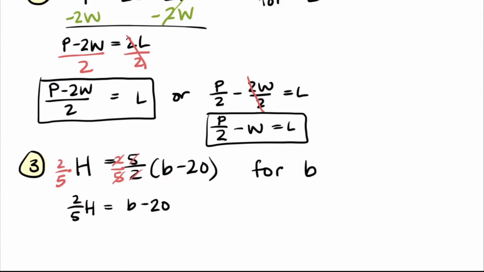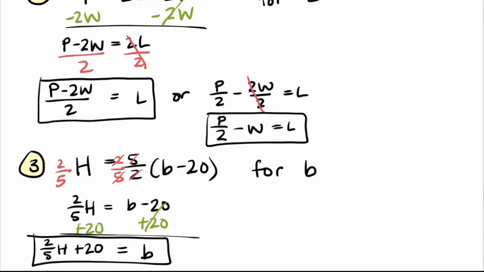So last thing to do is just add 20 to both sides. And then we have b on the right, 2 over 5 times h plus 20. Those aren't like terms, right? So we can't combine them or anything. And so there's our equation solved for b, 2 over 5h plus 20.